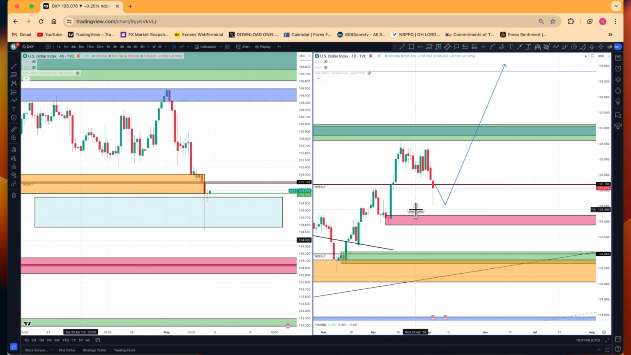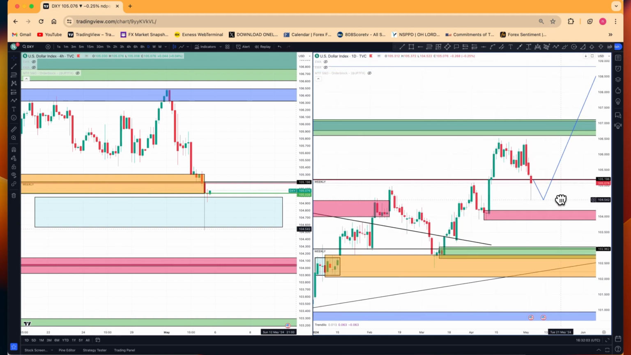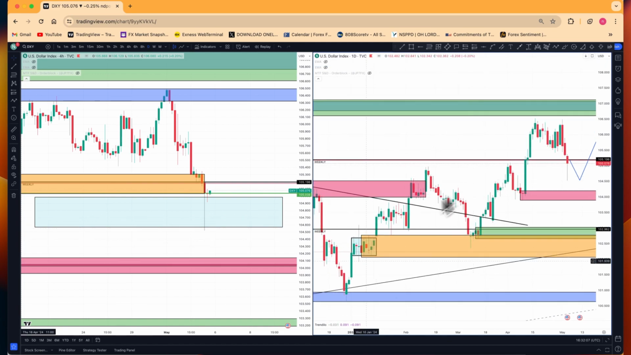Sometimes it gets taken out when it has been tested a couple of times, but in this case it hasn't been tested in the past. Look at what happened here. You see when this demand zone got created here, this is a weekly demand zone, the market pushed to the upside, then came back to that area, then pushed again. You see what I'm telling you?